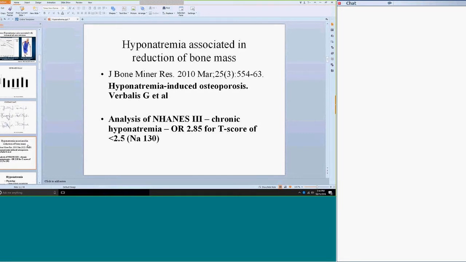The NHANES data show that if sodium is 130, the odds ratio of having osteoporosis is 2.85, so there's about 3 times higher risk of osteoporosis. Apart from calcium, there is also sodium in the bones, and in chronic hyponatremia the body is trying to extract sodium out of the bones, which may also contribute to osteoporosis.